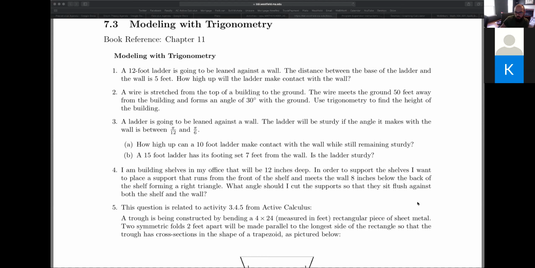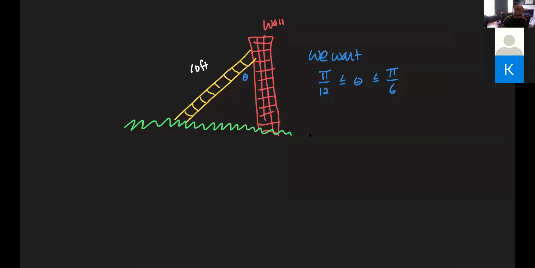Okay, so get something that looks like this. Okay, so you have a similar problem to before, but we're not given the length of the base anymore. We're given this constraint that our angle is going to be somewhere between pi over 12 and pi over 6. So here's a question I have for both of you.